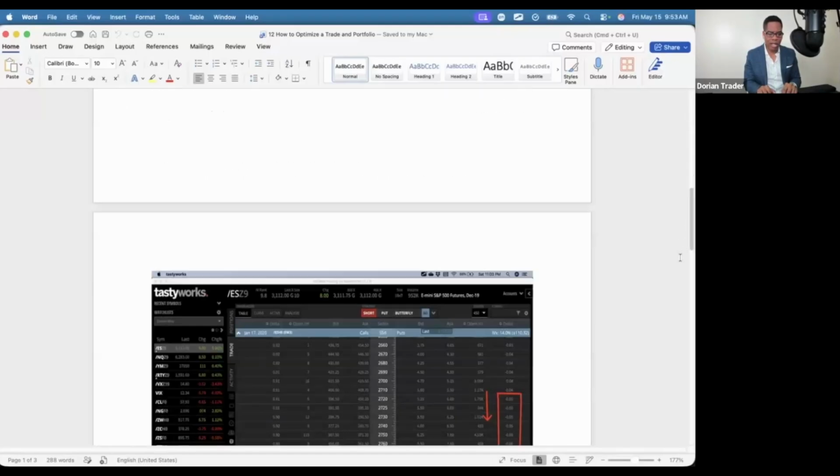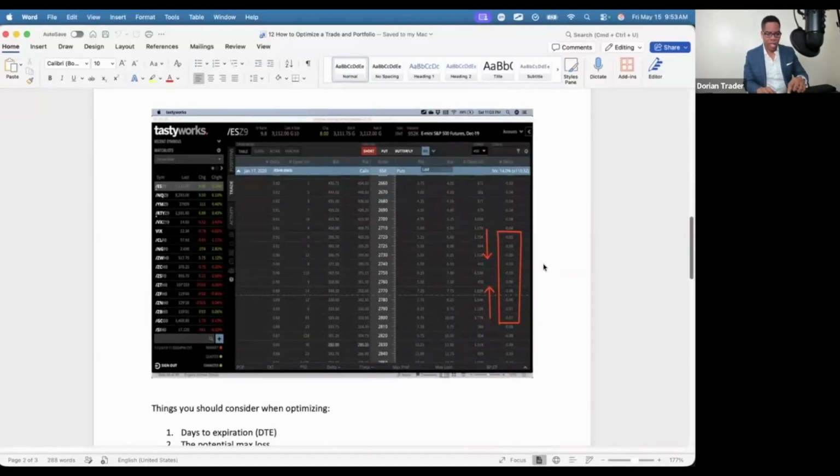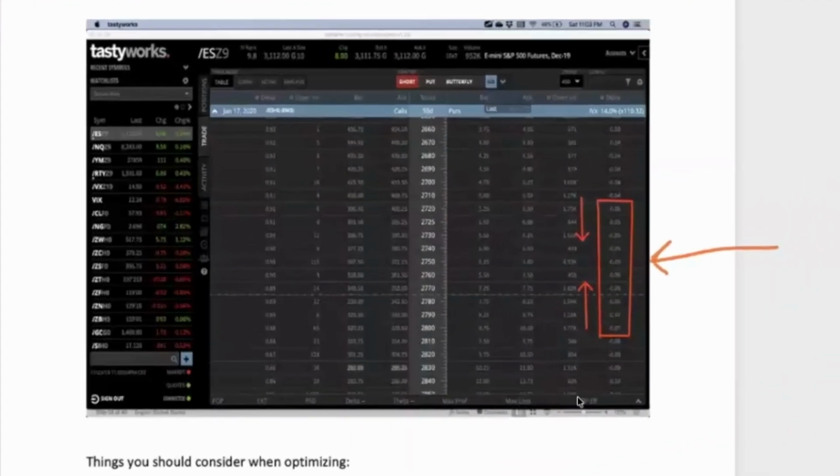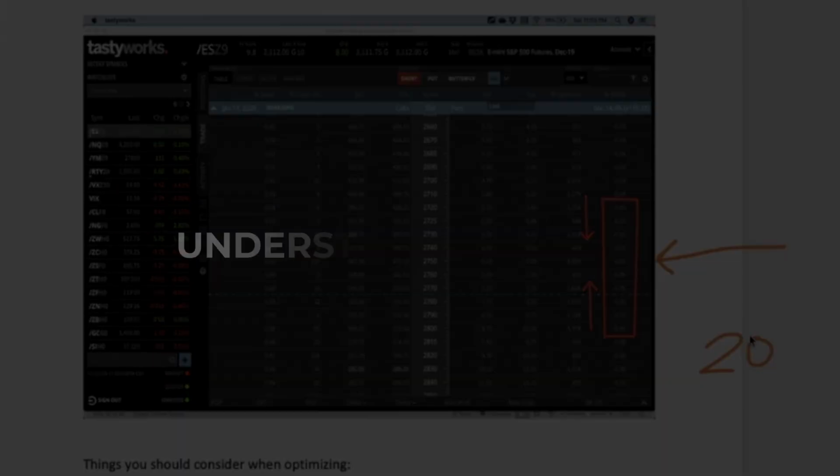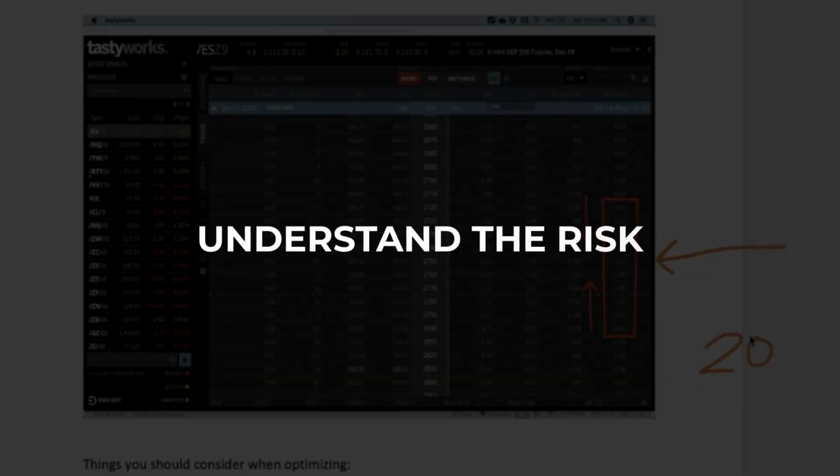I think I have an image here that's kind of showing that. Yeah. So you're just optimizing the trade. You might decide that, okay, well, I want to do something that's non-standard, non-Dorian Trader standard, and I want to start at a 20 delta. That's okay, right? But you have to understand the trade, understand the risk, understand why you're doing that.